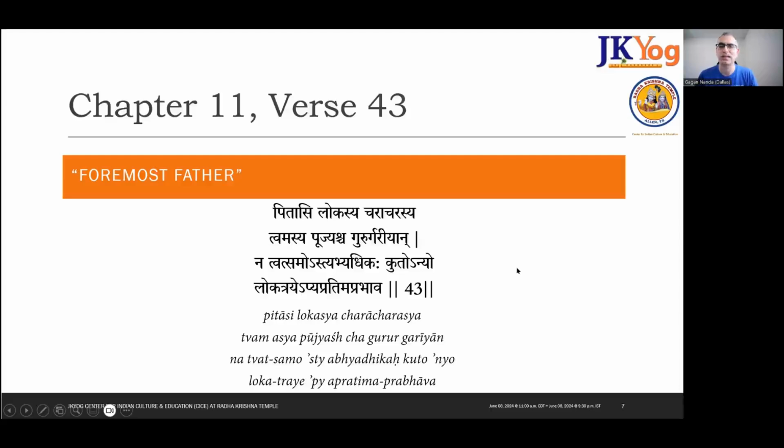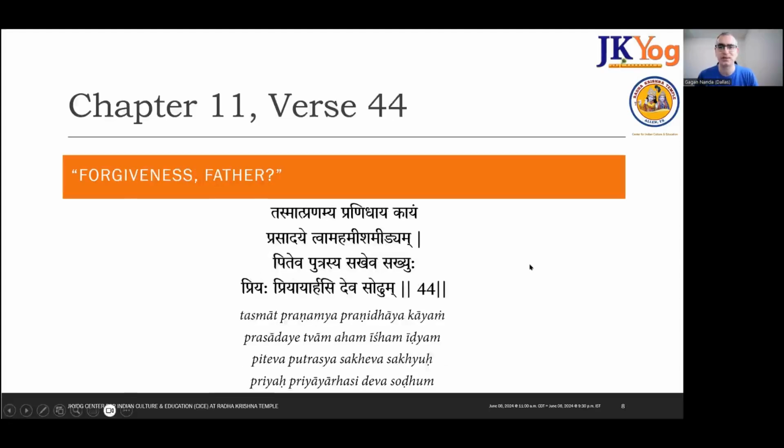That takes us to chapter 11, verse 43, where the catchphrase is foremost father. Here, Arjun recognizes and acknowledges that Sri Krishna is the father of all fathers. He's the father of the universe. And likewise, as a teacher, as a spiritual master, he's the spiritual master of all spiritual masters.